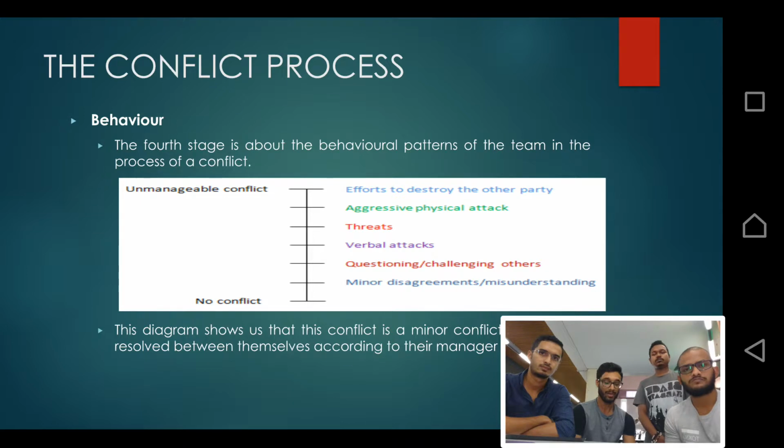Behavior, which is the fourth stage of this conflict process, is about the behavioral patterns of people involved in the conflict process. This diagram, which is shown in the slides, indicates the different levels of conflict, and it provides a way of visualizing conflict behavior.